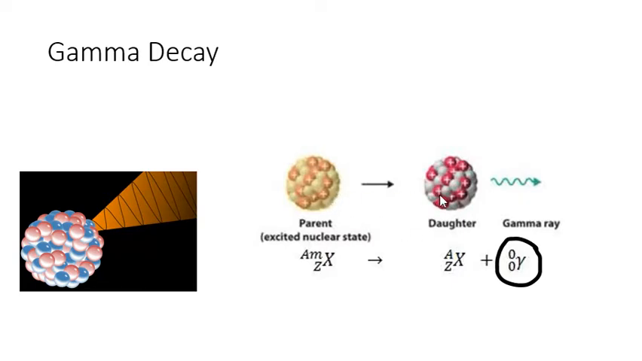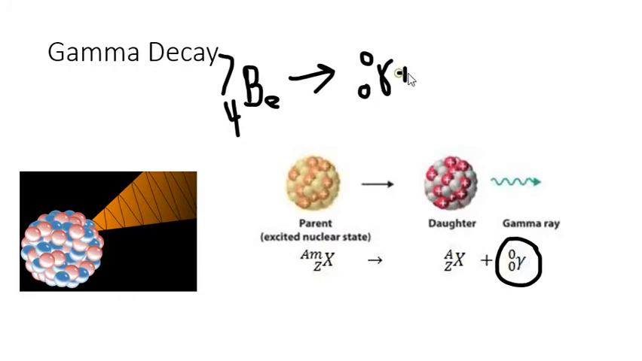So we have this parent that goes through gamma decay. What does it turn into? Well, it doesn't turn into anything. It's the exact same thing, just the nucleus is less excited, right? So nothing really changes except it simply de-excites itself. So something that can go through this is beryllium-7. It has 4 protons and it has 3 neutrons, and when it has an excited nucleus, it goes through gamma decay, so it gets rid of a photon, and that will de-excite the nucleus. But in the end, what do we have? Well, we still have beryllium-7.